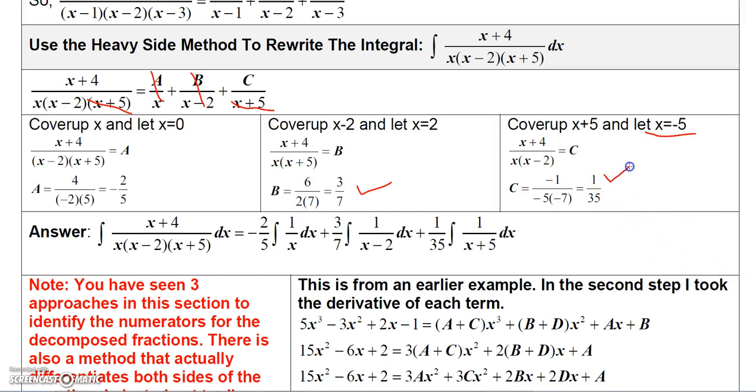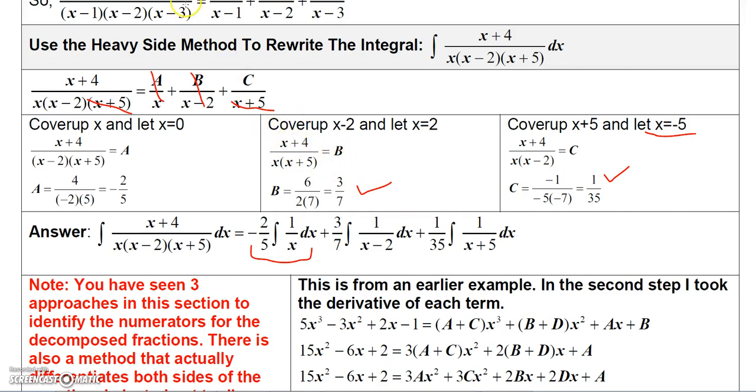And then you could write that, well, basically you could write this as negative 2/5 over x, which is negative 2 over 5x. And I went ahead and just factored the negative 2/5 out. And then this you could write as 3/7 over x minus 2, or just factor the 3/7 out, and then that'd be 3/7 times 1 over x minus 2, and then this 1 over 35.